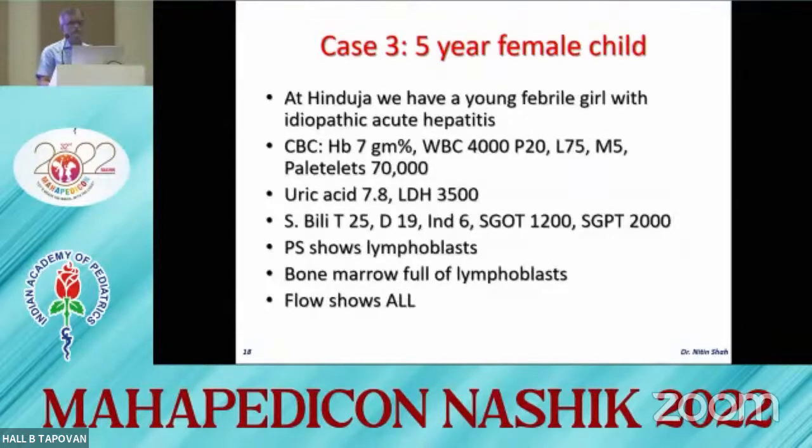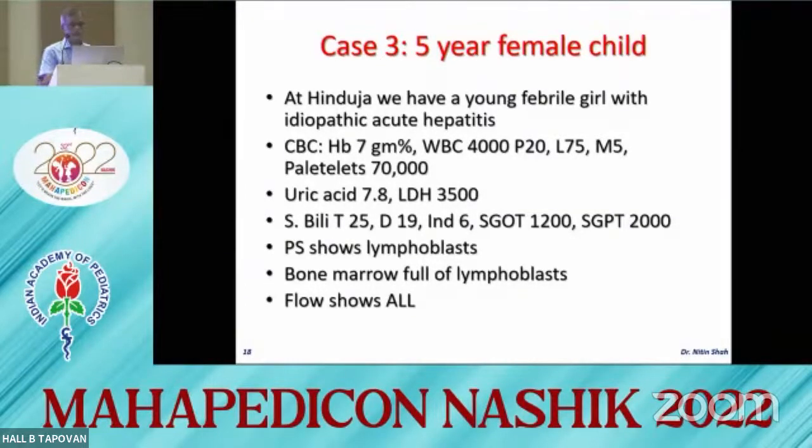At Hinduja, we have a young febrile girl who started with idiopathic acute hepatitis and has come now with this type of CBC. Hemoglobin has fallen. Neutrophil count is 800, platelets are 70,000. We do LDH and uric acid. Both of them are high, telling you high cell turnover, which is not the case in acute hepatitis.